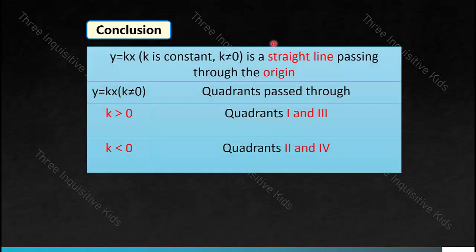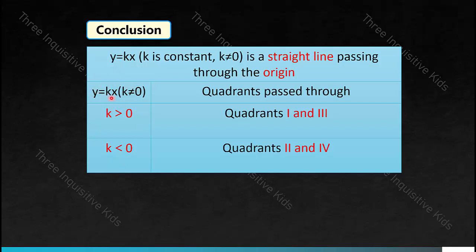Conclusion. So first we have the proportional function form, which is y = kx, where k is the constant and k is not equal to 0. So this right here, y = kx, is a straight line passing through the origin. So here are our observations.